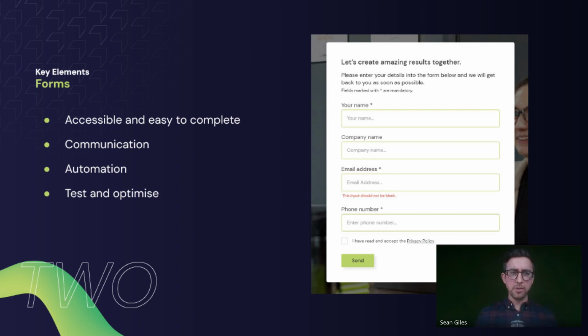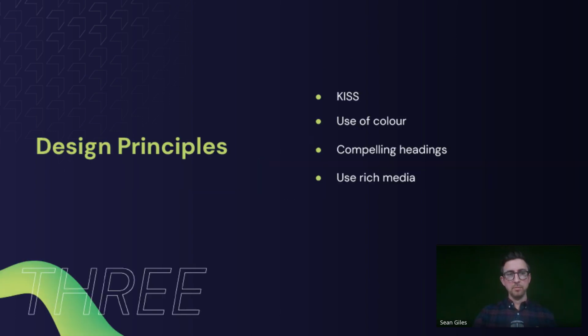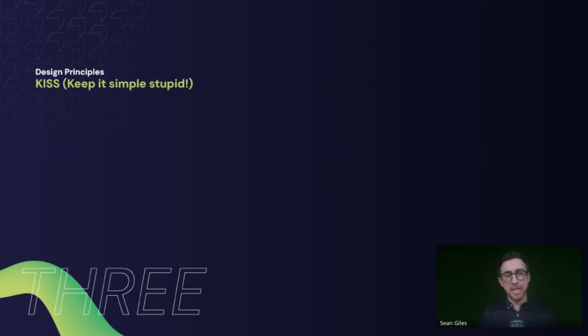So then number 3, we take a look at some design principles for landing page success. The design principles we're going to take a look at are KISS, which you may have come across before, use of color, compelling headings, and using rich media. First up is KISS, which stands for keep it simple, stupid. Now, I think there are other variations of that which aren't so rude, saying stupid, but that's just always the one that I was told.